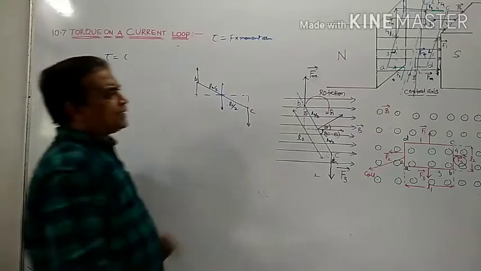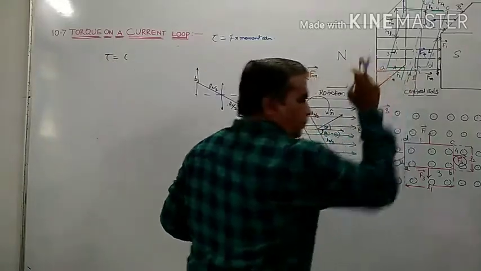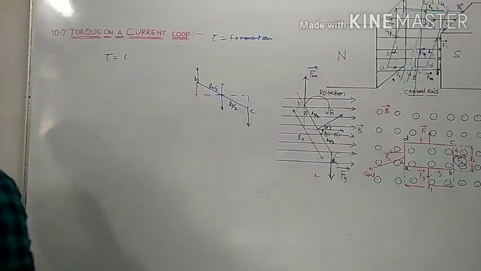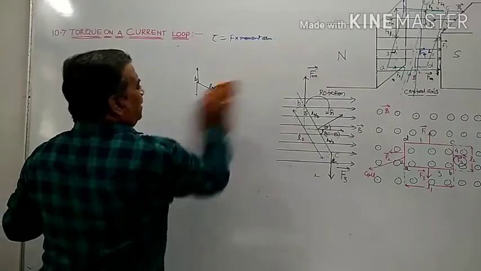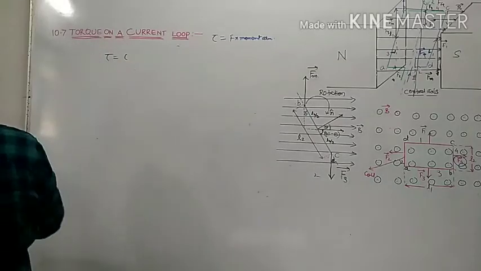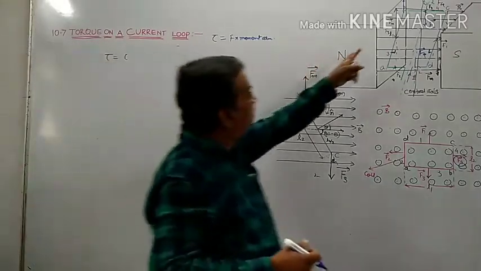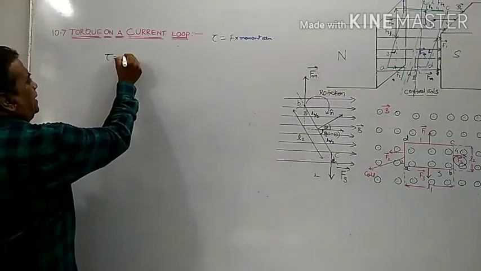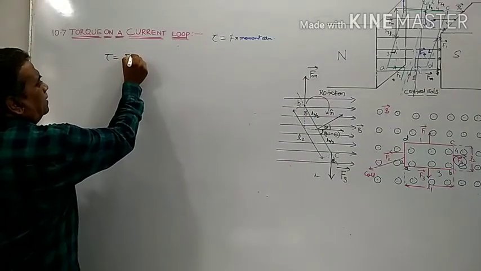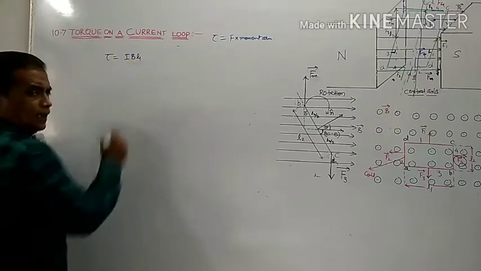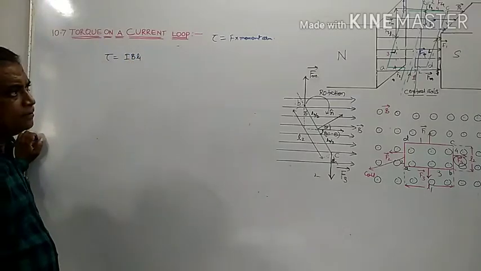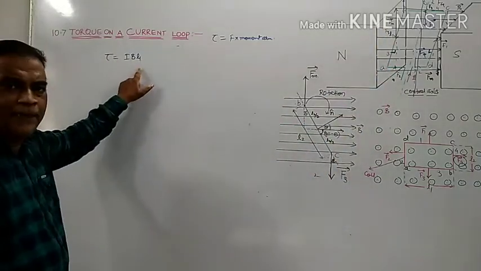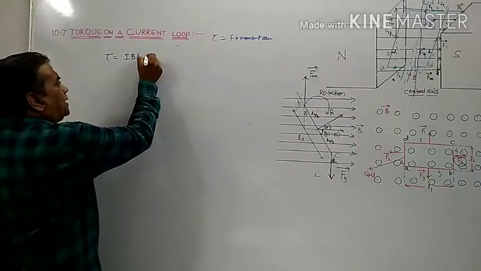So the torque acting on a loop about the central axis is the magnitude of force multiplied by the moment arm R. Now what is the magnitude of one of the forces, F3 or F1? The magnitude of force F3 is I B L1. The magnitude of force on segment AB is I B L1, multiplied by the moment arm R.